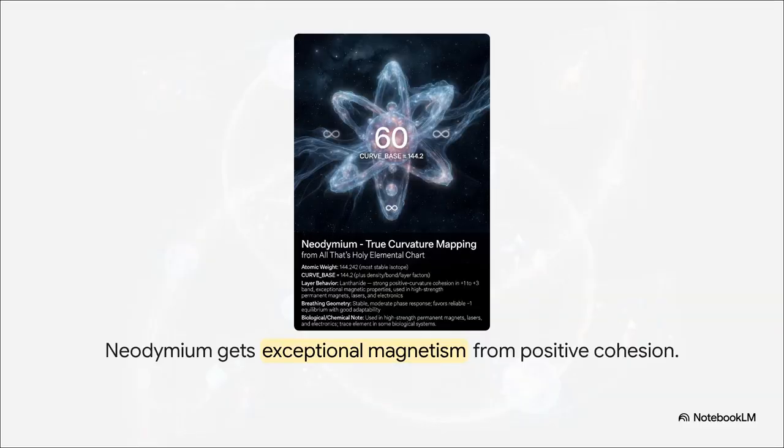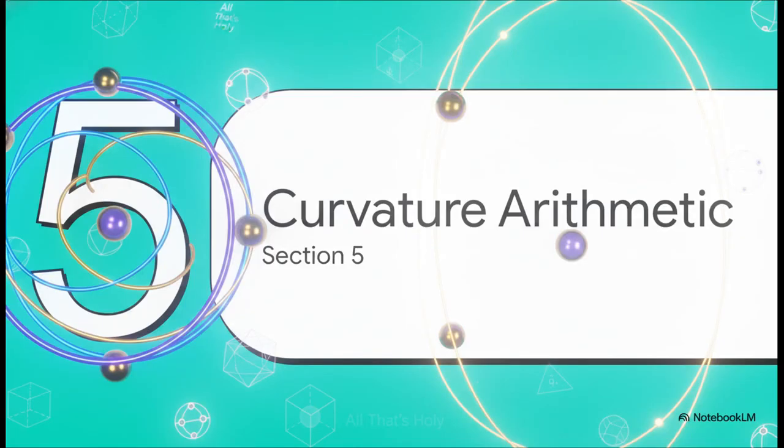A great example of this is neodymium. We all know it for its crazy magnetic properties, but the ATH elemental chart shows us it isn't magic. It's the direct physical result of strong positive curvature cohesion in its outer bands. That specific curvature base gives it exceptional load-bearing capacity and magnetic strength, making it absolutely crucial for things like lasers and high-strength permanent magnets. All right, final section.